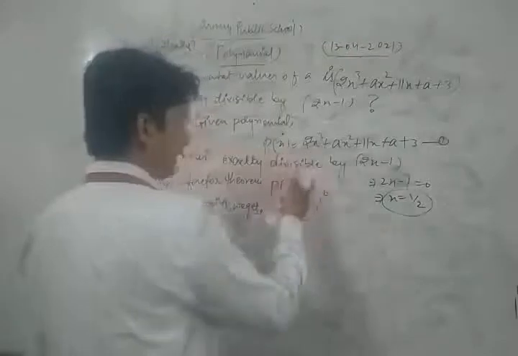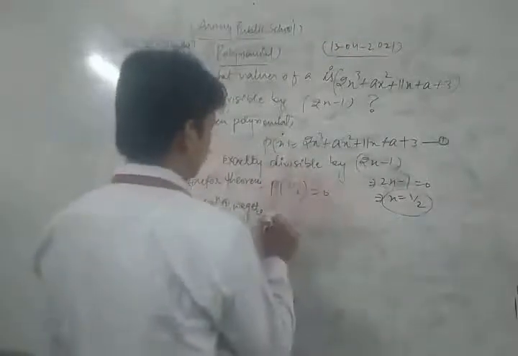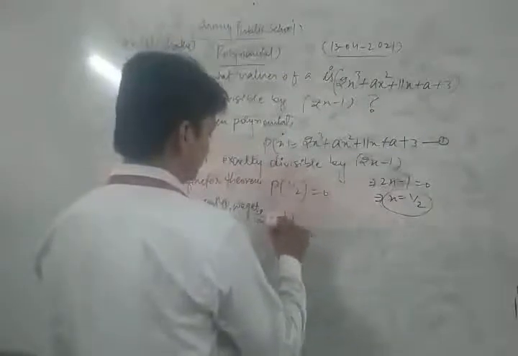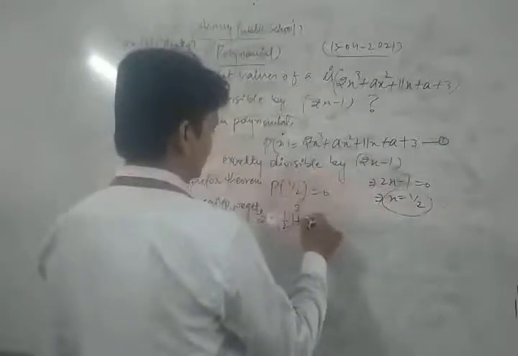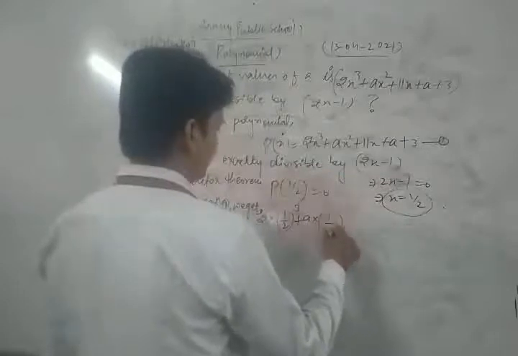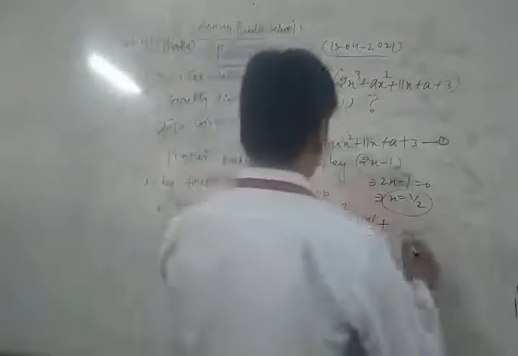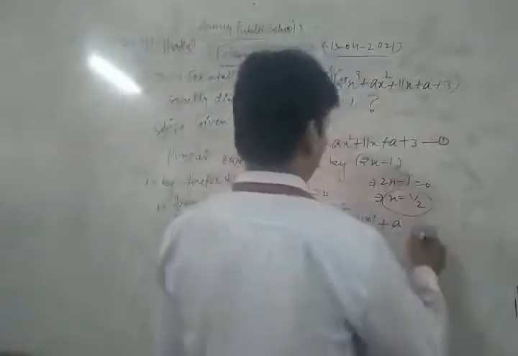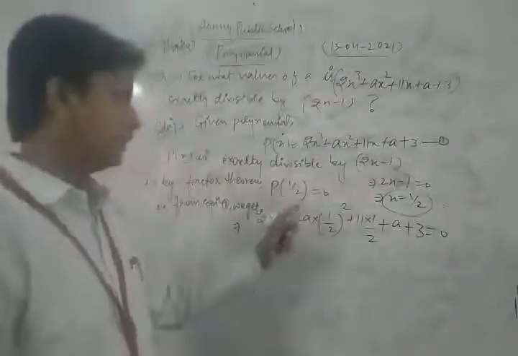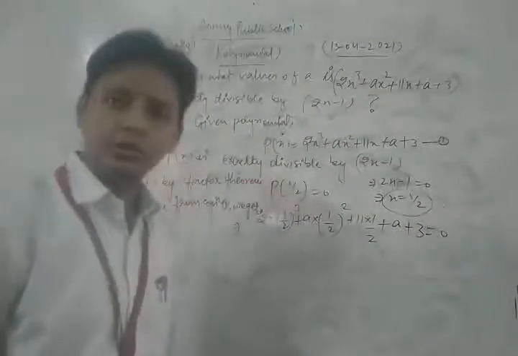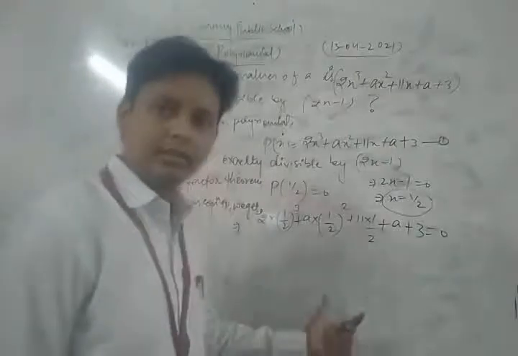We replace x by 1/2, so we get 2 into (1/2) whole cube plus a into (1/2) whole square plus 11 into 1/2 plus a plus 3 is equal to 0. We apply that condition in equation 1. Now let's solve it.